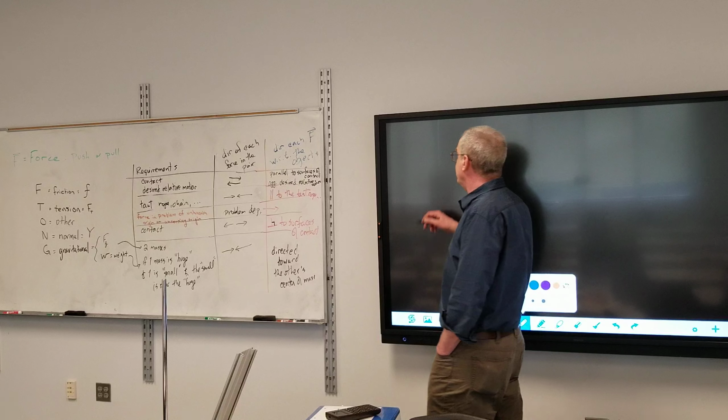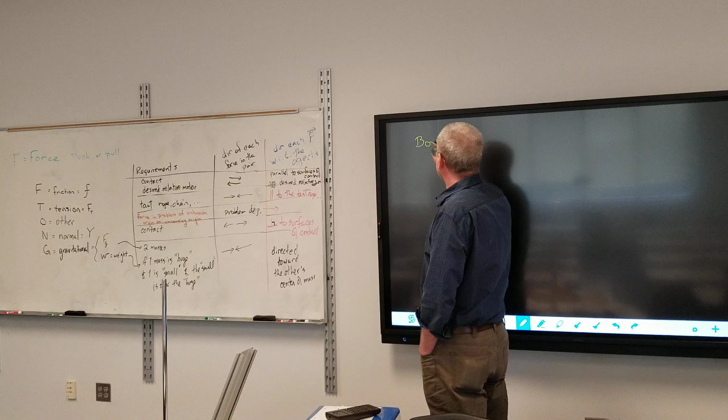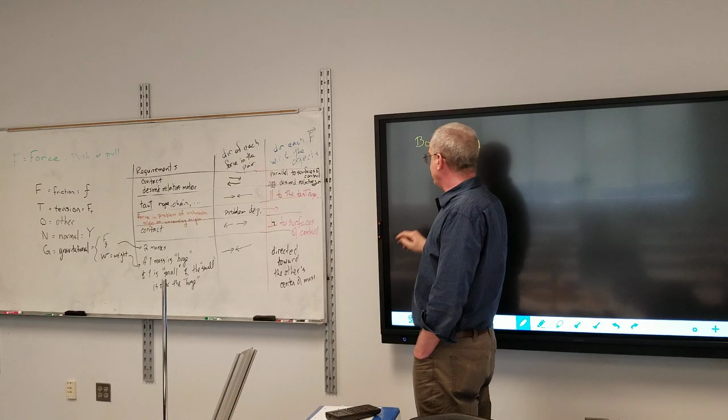Talk about the difference in a moment. So what I'm going to do is scenario number 1, box falling. It's the simplest case. So the first thing I'm going to do is draw a picture of a box falling.